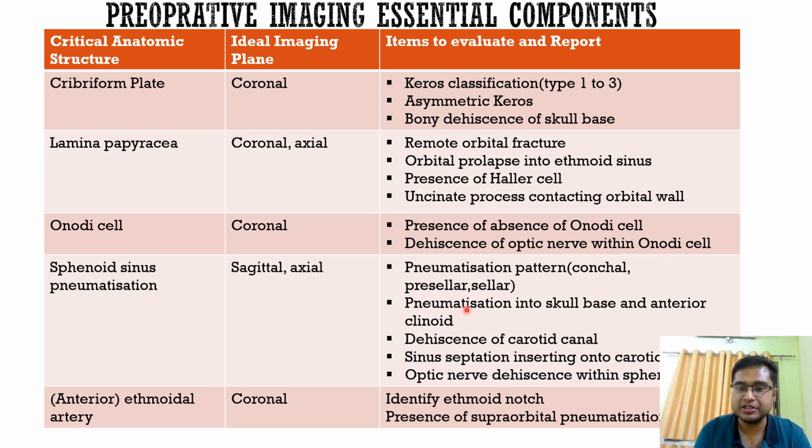Sphenoid sinus pneumatization. The pneumatization pattern has to be mentioned in all the reports. Conchal, presellar, sellar, pneumatization into the skull base and anterior clinoid, dehiscence of the carotid canal, sinus septations inserting into the carotid canal, optic nerve dehiscence within the sphenoid. Then anterior ethmoidal artery, to identify the ethmoidal notch and the presence of supraorbital pneumatization.